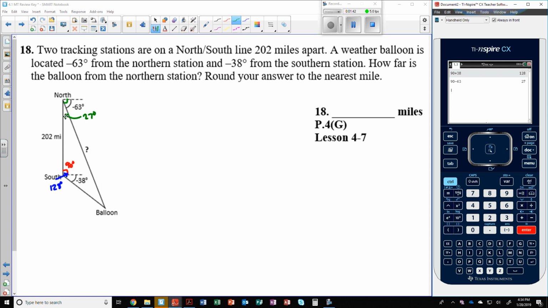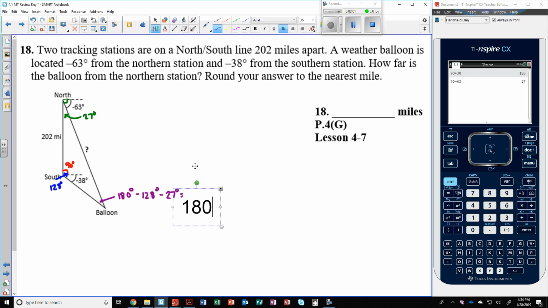Now what does that do? Now that I know this angle and I know this is 128, I could solve for this angle because every triangle has a total of 180 degrees. So if I took 180 and subtracted the 128 and then subtracted this 27, I should be left with how many degrees that angle equals there. So we take the 180, subtract the 128, and subtract the 27, and we get 25. So this is 25 degrees.